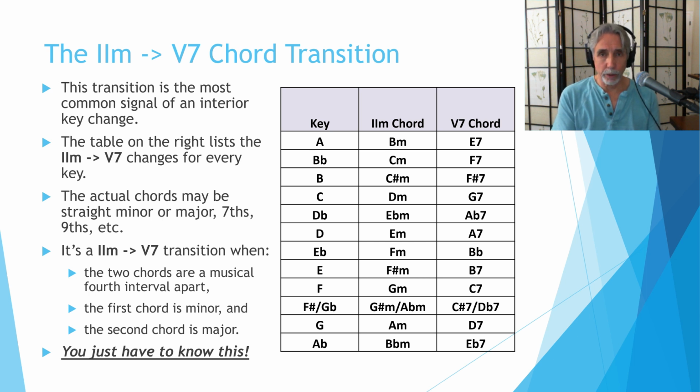So what are you looking for? You're looking for a change where the two chords are a fourth apart. The first chord is a minor and the second chord is a major. And as I say on the slide there, you just have to know this. This is just stuff you need to recognize. So the first thing you learn about a new key is what are 1, 4, 5. Like if you're saying D, it's D, G, A. Your minors are going to be B minor, E minor, and F sharp minor. You need to know that. But after that, what is your 2 minor 5/7 transition? That would be E minor to A7 in the key of D.